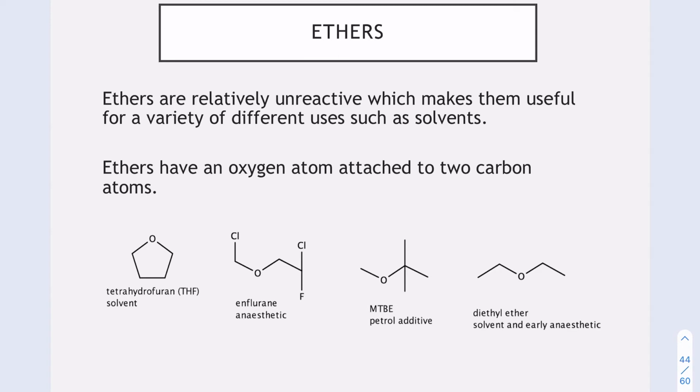Now, ethers are relatively unreactive, and that means they're really useful for many things, such as solvents. An ether is something that has an oxygen atom attached to 2 carbon atoms. If we have a look at this tetrahydrofuran, which we call THF, you can see you've got the oxygen, which is surrounded by the 2 carbons. We have an anesthetic, we've also got a petrol additive, and then at the end we have diethyl ether, which again is a really good solvent. You've got your oxygen surrounded by your 2 carbon atoms.